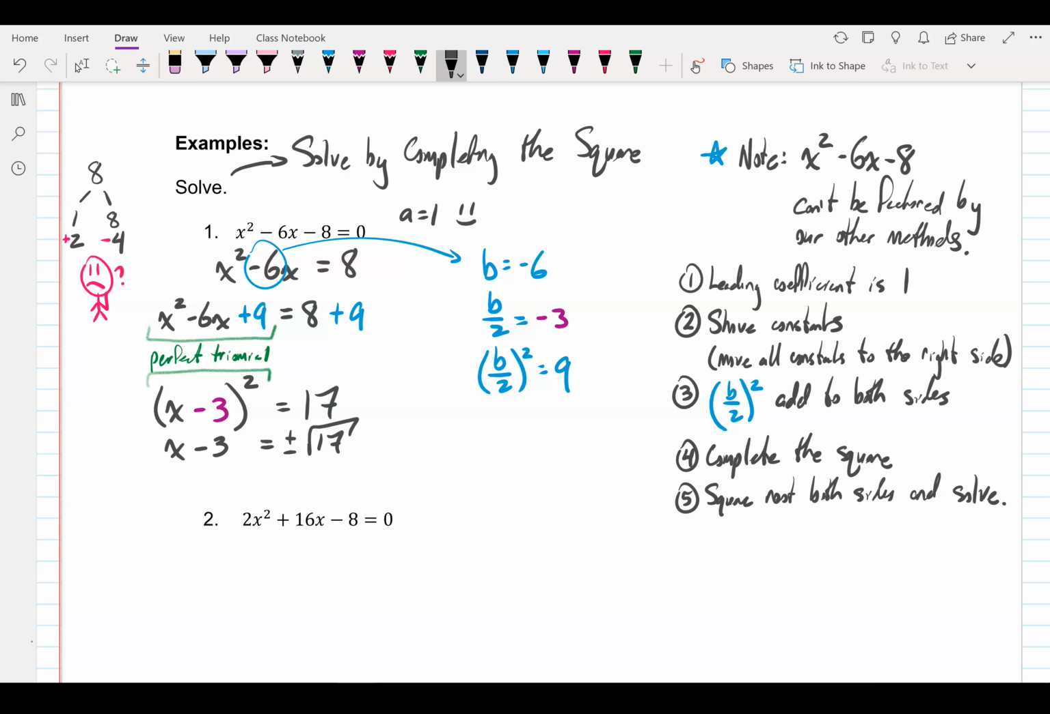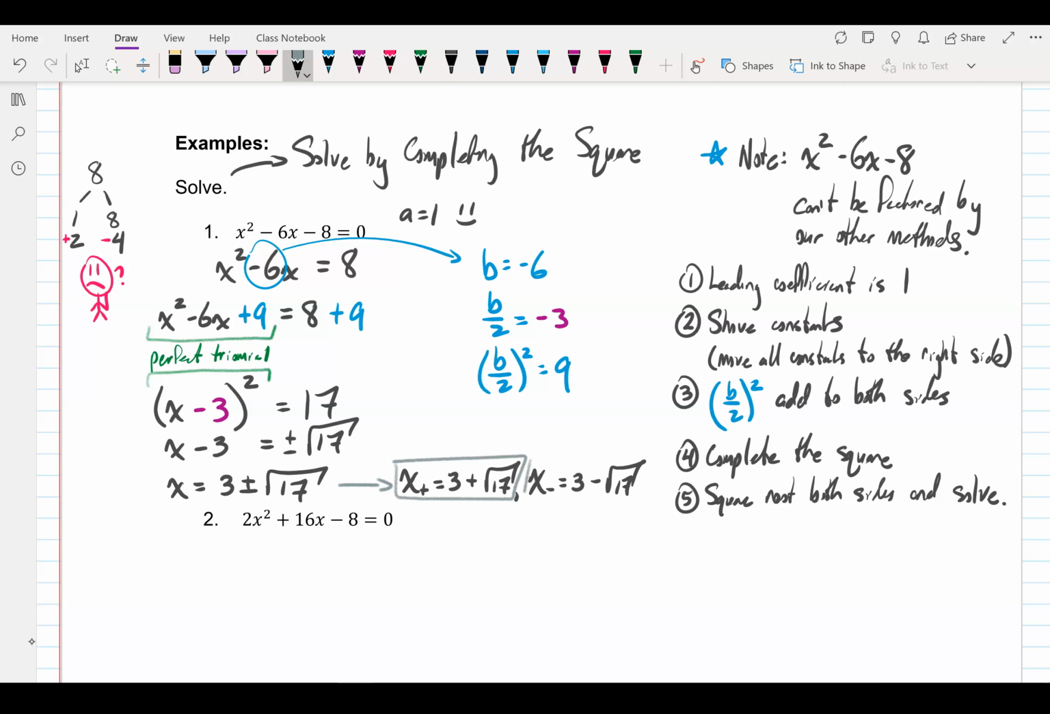Let me write the full thing. This is 3 plus or minus square root of 17. What that means for us, and this is the very end now, if I take the positive version, it would be 3 plus root 17. If I take the negative version, it'll be 3 minus root 17. Those are my roots. Let me clean this up a little bit.